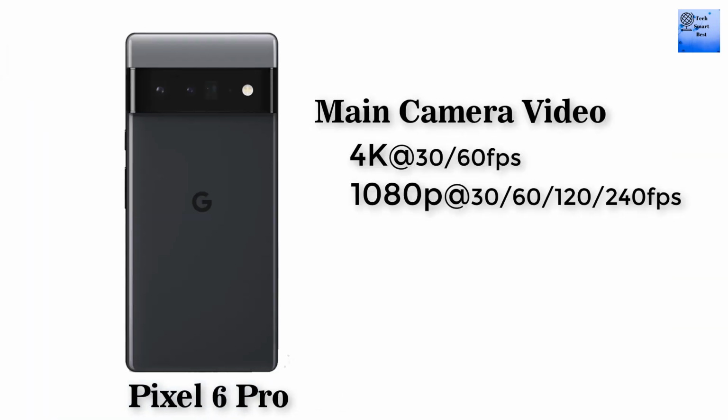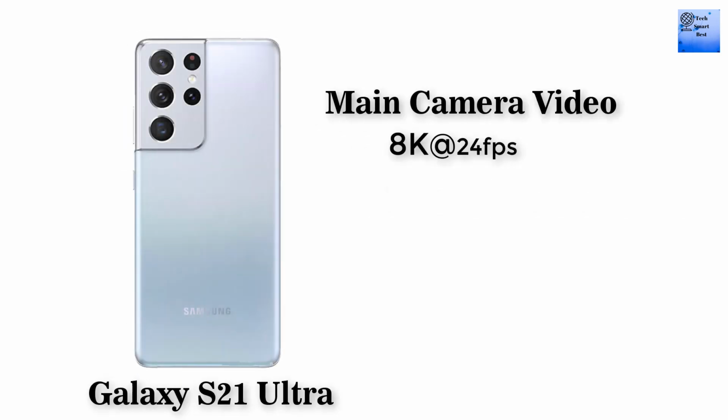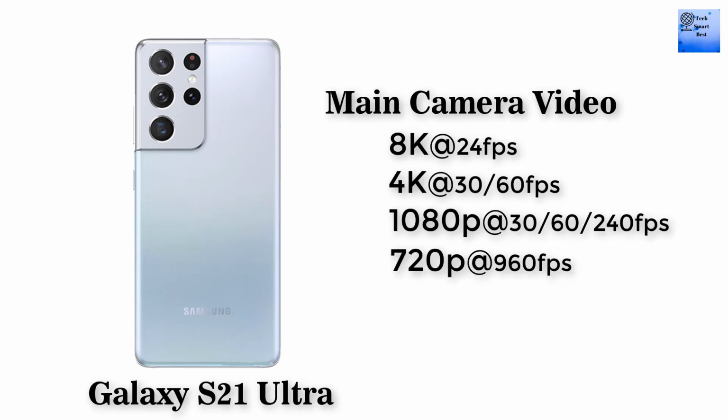The video of the main camera of the Google Pixel 6 Pro is 4K at 30 and 60 fps, 1080p at 30, 60, 120 and 240 fps. The video of the main camera of the Samsung Galaxy S21 Ultra is 4K at 24 fps, 4K at 30, 60 fps, 1080p at 30, 60, 240 fps.